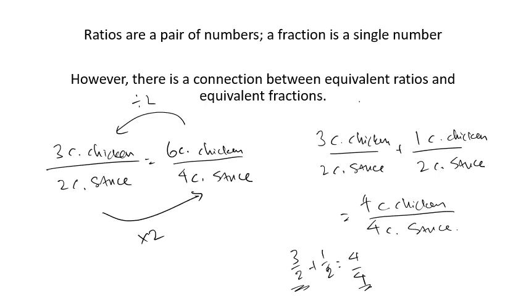Parts of a whole don't combine when we're adding fractions like this, but the cups of sauce in this ratio do combine because I'm literally adding 2 cups of sauce to 2 cups of sauce to get 4 cups of sauce. So there are similarities, but again, there are probably more differences than there are similarities between the two. They look alike. We can write them alike. They both involve two numbers in a lot of cases, but fractions and ratios are very, very distinct.